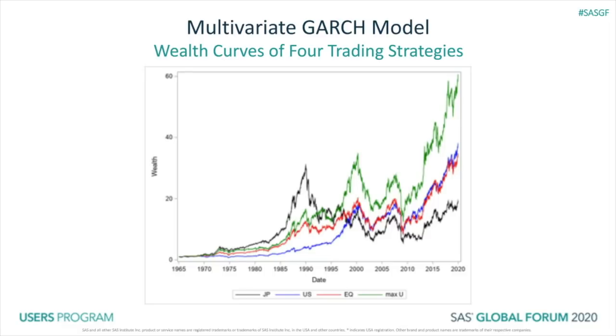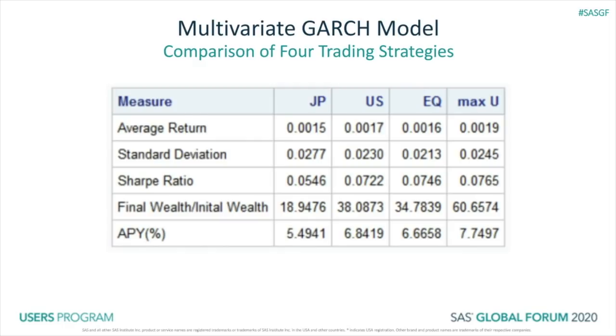We can see the green line is our strategy. We balance the risk and the return. It's about 60% better than the second best. And here is the table showing the same result. We're also talking about the Sharpe ratio.